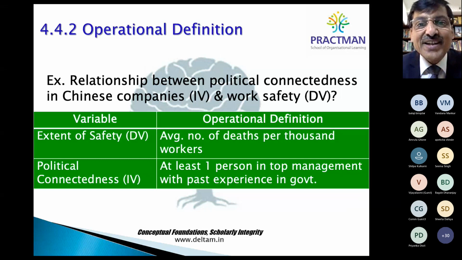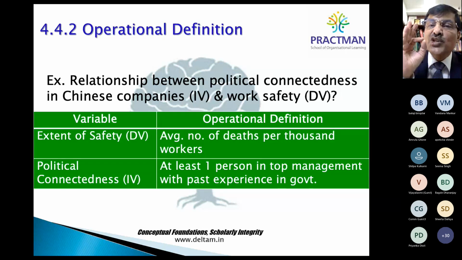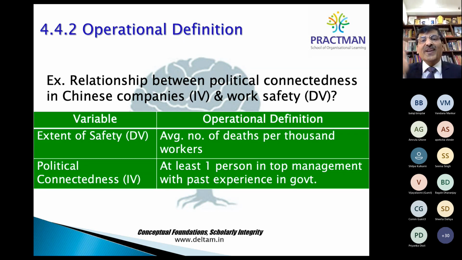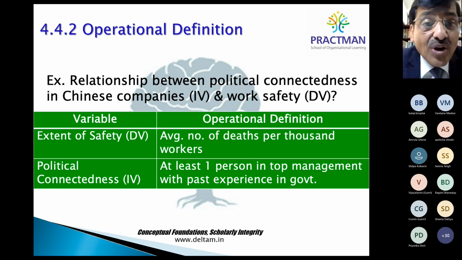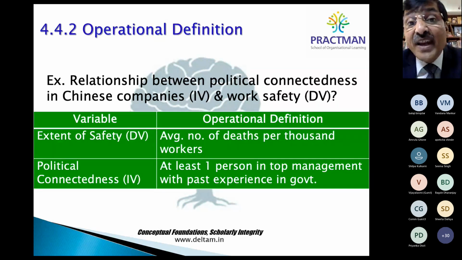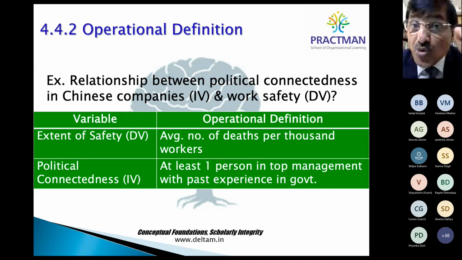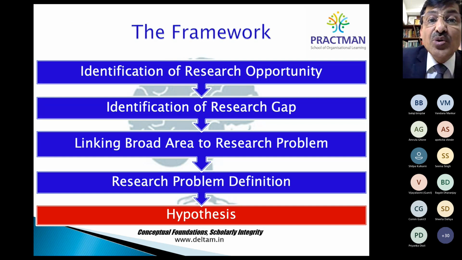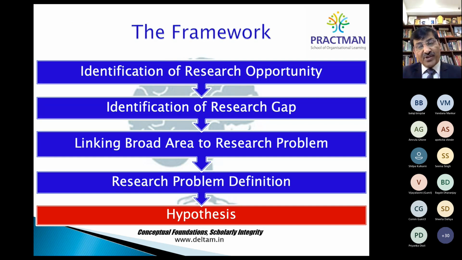Just for interest, I will tell you their findings were startling. What they found was companies which were politically connected were more prone to following unsafe practices of production. Maybe because they were not worried: if something goes wrong, we can manage. That is what they thought, because we have political connections, right? But then to do this research, political connections had to be operationalized. All that you need to do as far as your research problem definition is concerned.